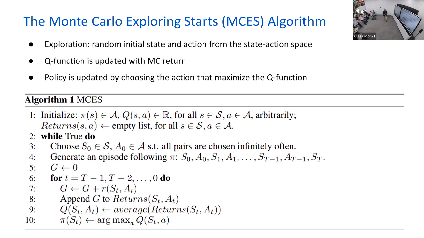Then we get a new policy by doing the same old thing that we always do with the Q function: take the argmax. That gives us a new policy, then we run more episodes, update our Q function, and repeat the process. The way exploration is handled is that at the beginning of every episode, we randomly choose the starting state and action. This is a very natural algorithm, and there was no proof of convergence.